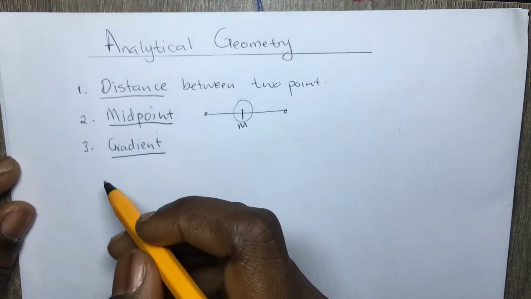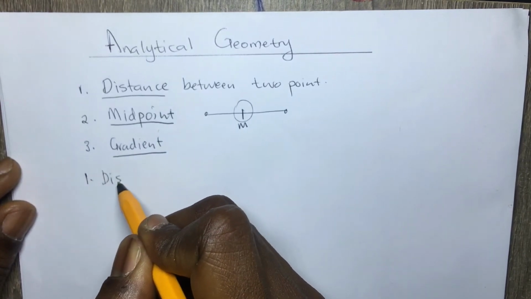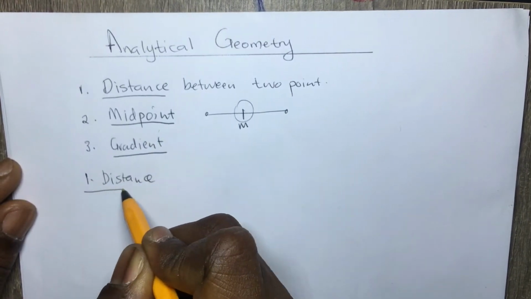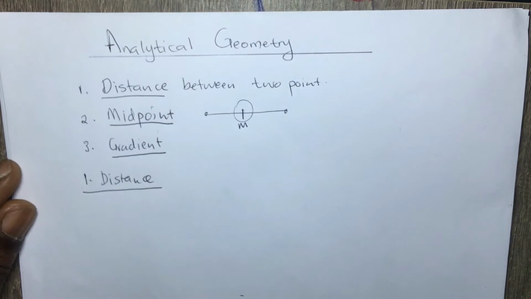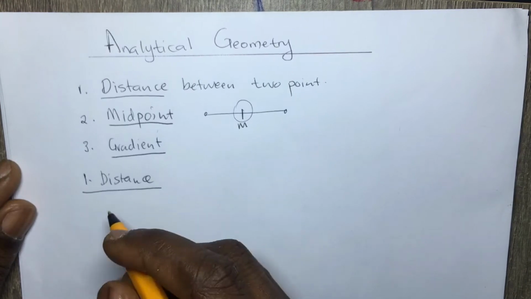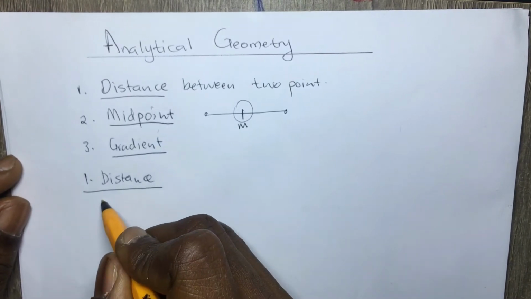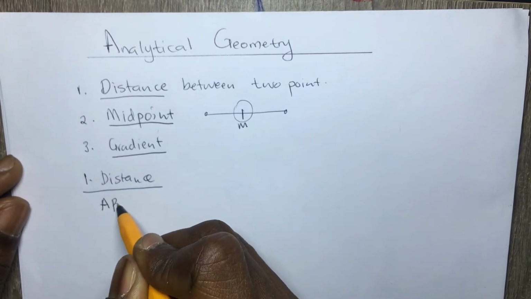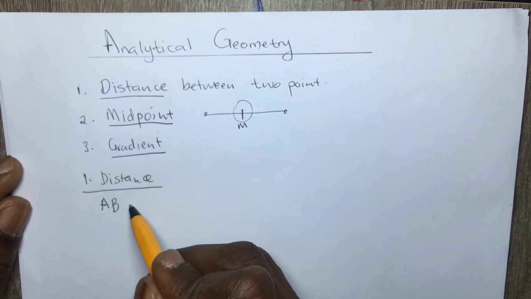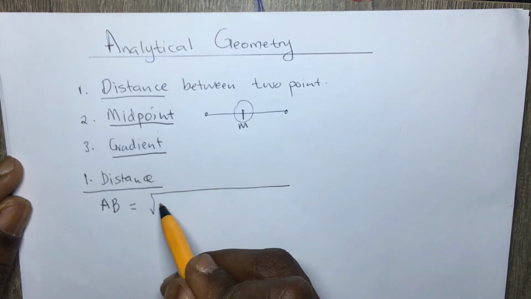So let us start. We're starting with the first one, which is the distance. So let's start with the distance formula. The distance formula is given in these two ways. Let's say we're measuring a distance between 2 points. One point will be A, another point will be B. The formula will be this.